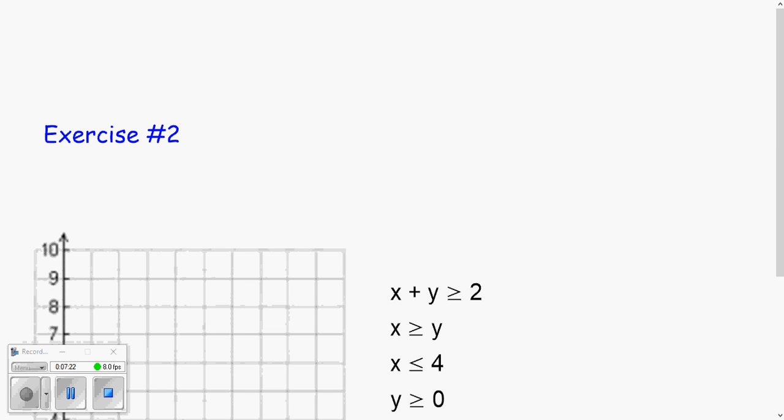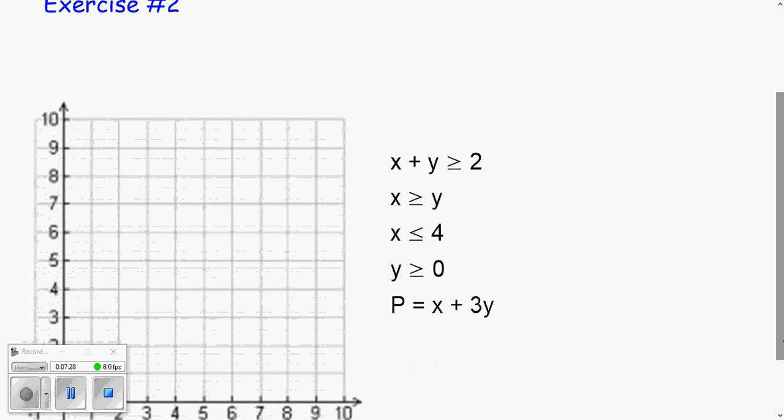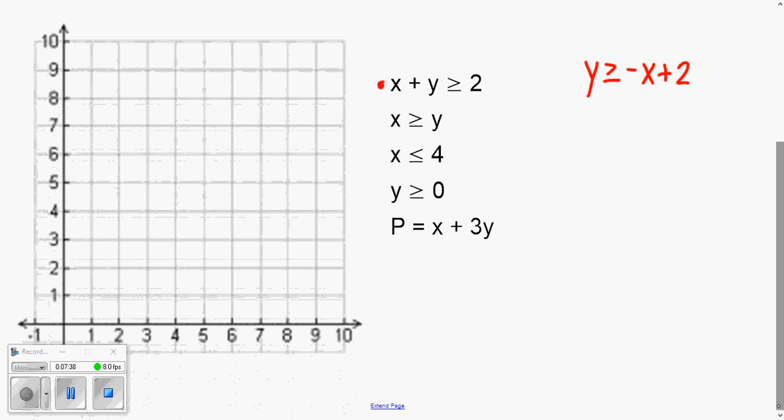All right, new problem. Again, I will try to color code. Makes things a little bit easier for you. I'll do this top one in red. If I subtract x from both sides, I get y is greater than or equal to negative x plus 2. So that's a line that starts at positive 2, goes down 1 over 1. It's really tiny, very close to the origin.